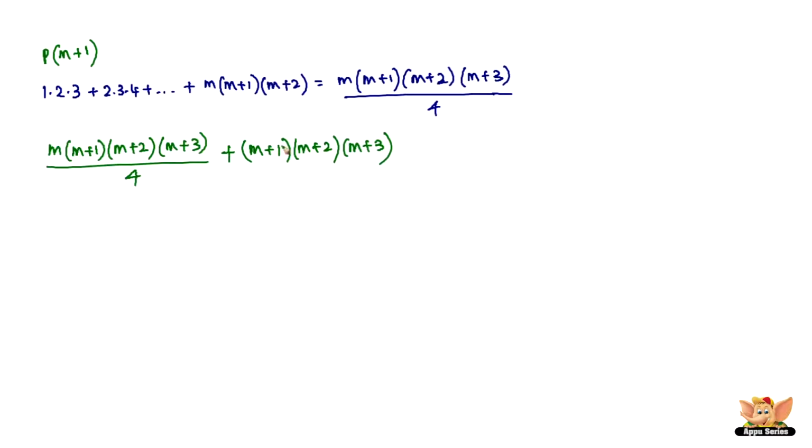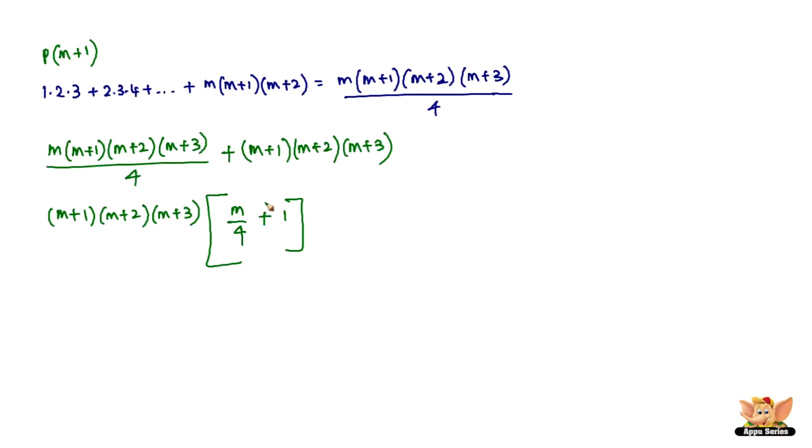So we just have to solve this and get m plus 1 times m plus 2 times m plus 3 times m plus 4, the whole divided by 4. Now as you can see, comparing these two terms, we have m plus 1 times m plus 2 times m plus 3, the same in both the terms. So taking out m plus 1 times m plus 2 times m plus 3, what we have left out is m by 4 when you factor, and here it's going to be just 1, right?